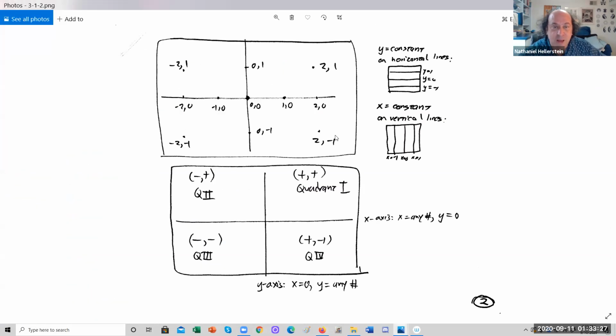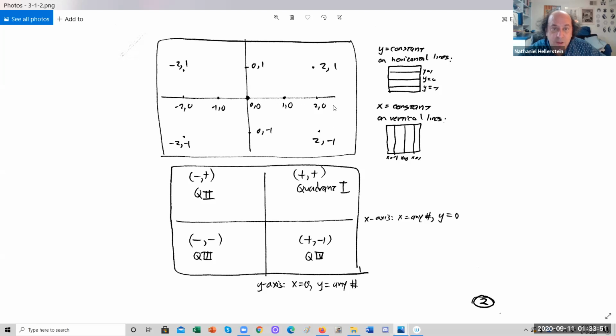So here are some examples. This point here at the center, called the origin point, is at 0 by 0. This point here, over 2 and up 1, is at 2 by 1. This point here, back 2 and up 1, is at negative 2 by 1. This point here, back 2 and down 1, is at negative 2 by negative 1. This point here, over 2 and down 1, is at 2 by negative 1.